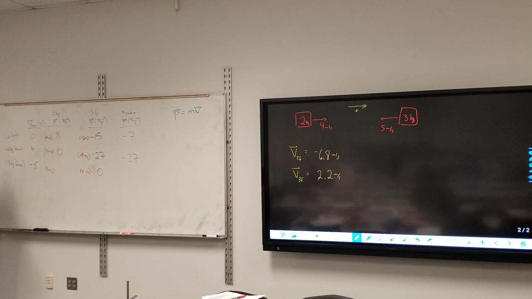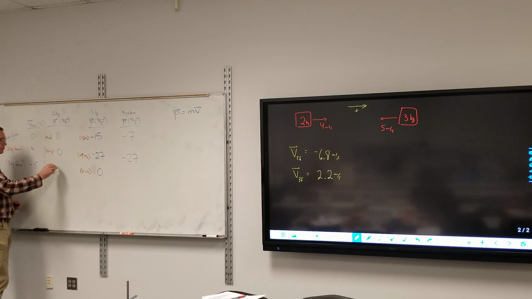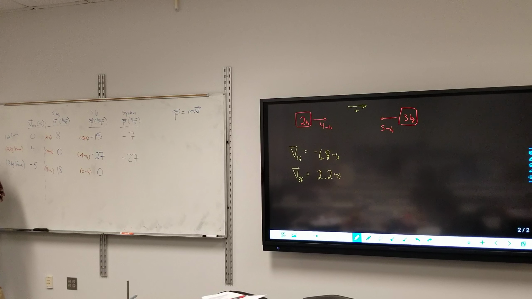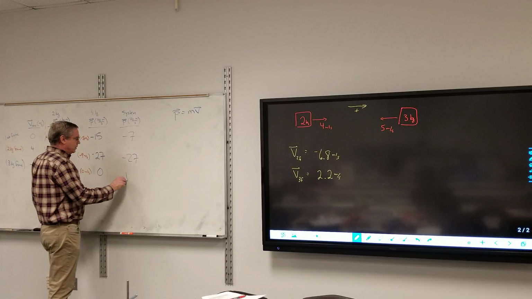So what is this momentum? 18. And therefore, what's the total momentum? 18 kilograms meters per second. You said 18? Okay, sorry, I missed the second syllable.